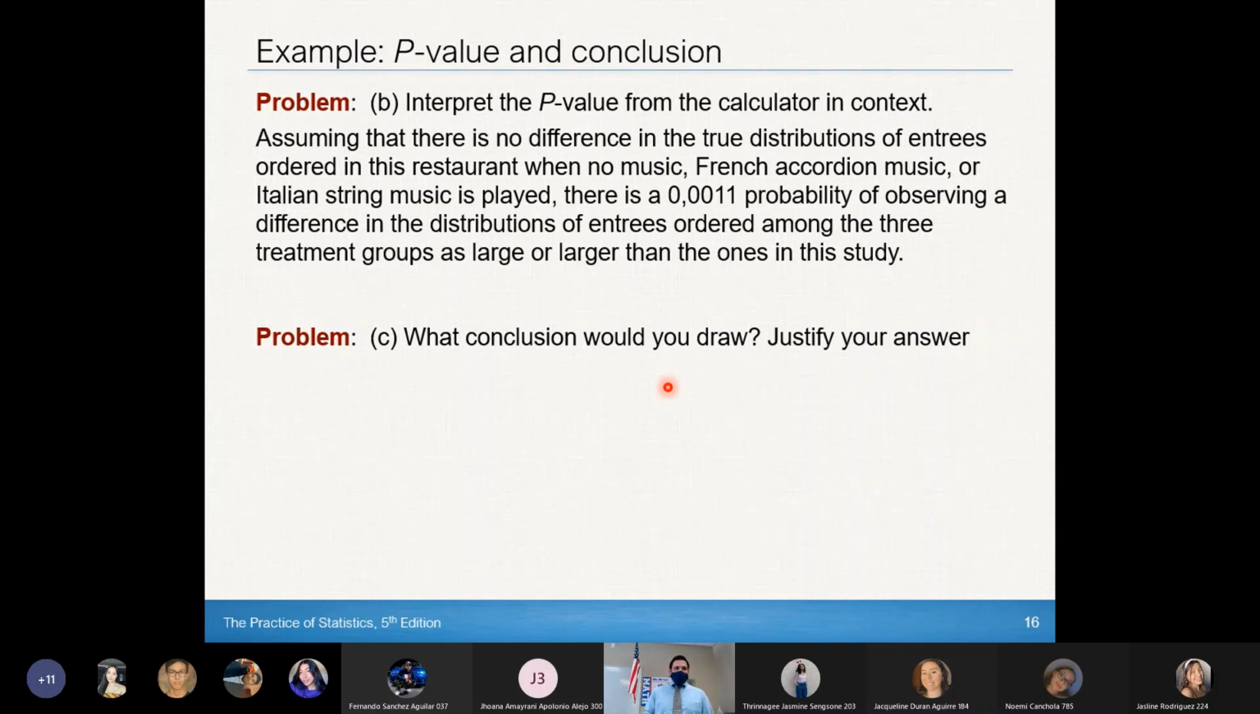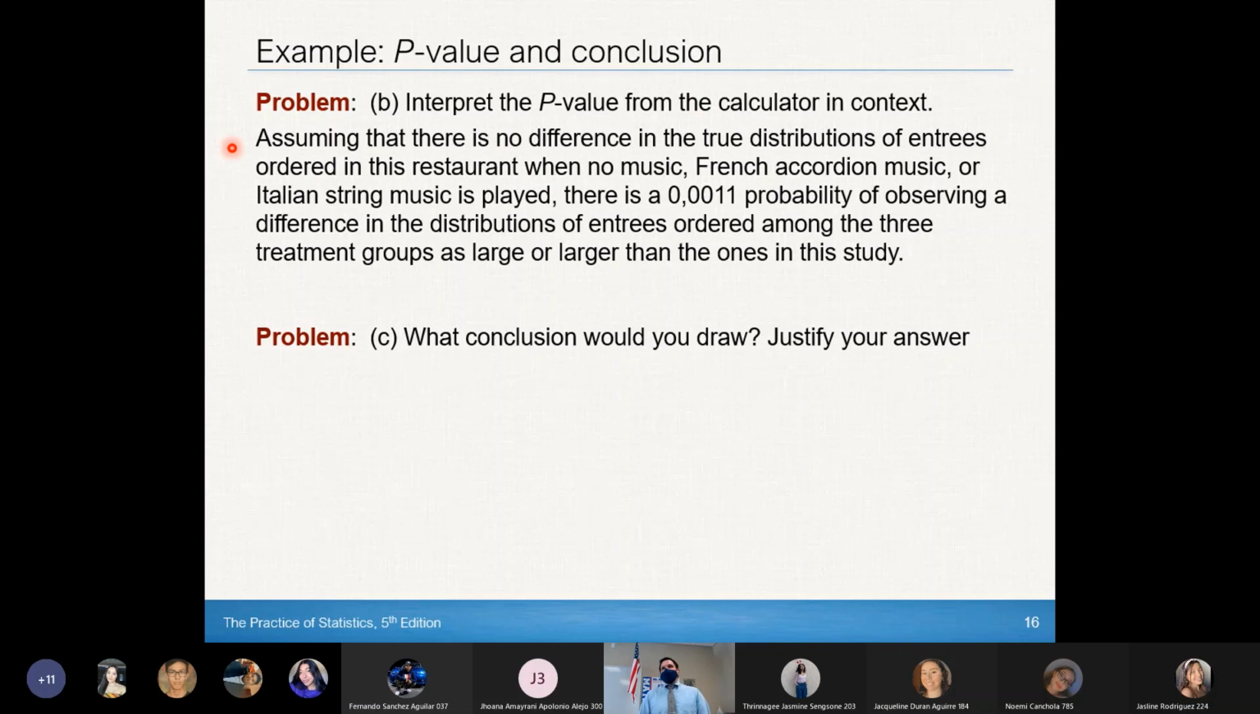Interpreting the p-value in context is telling me, what does it mean? What does the p-value represent? The conclusion is using that p-value to either reject or fail to reject the null hypothesis. What do we have evidence for? So for this first part here, interpret the p-value from the calculator in context.